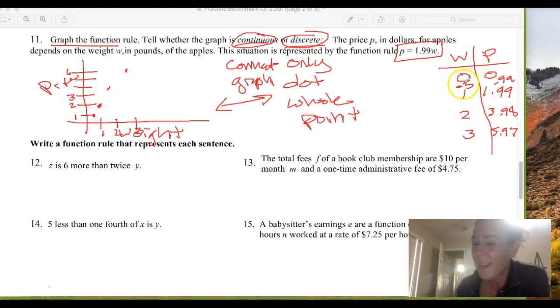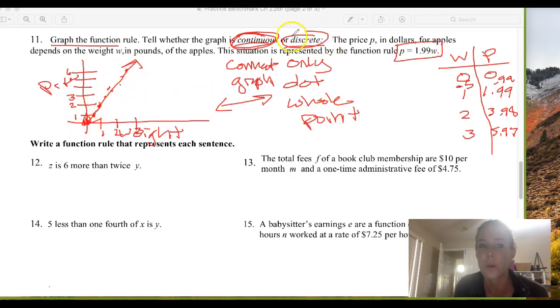So look, I can do a quarter of a pound. I can do 1.5 pounds. I could do 2.5 pounds. I could do 2.25 pounds. I can get all these little dots in between. So I'm going to be able to connect this graph. This is a continuous graph. It starts at 0 and it goes up. Okay, no arrow that way. It's continuous because I can get fractional pieces in here in order to connect all the dots.